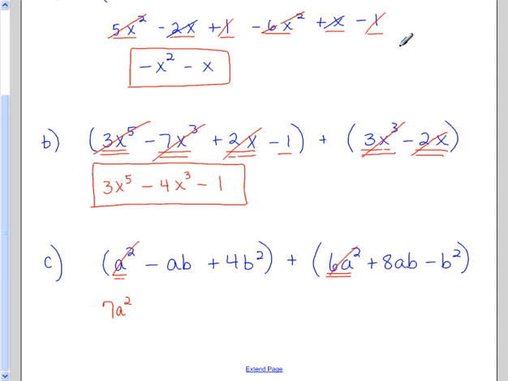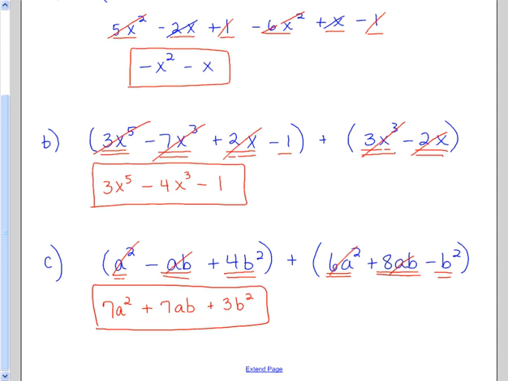Then I have a negative ab and a positive 8ab, which means I would subtract, take the sign of the higher number, so that's going to be a positive 7ab. Finish with those two. Next, we have a 4b squared and a negative 1b squared. Subtract, take the sign of the higher number, 3b squared. If I look at my answer, it is in descending order according to a.